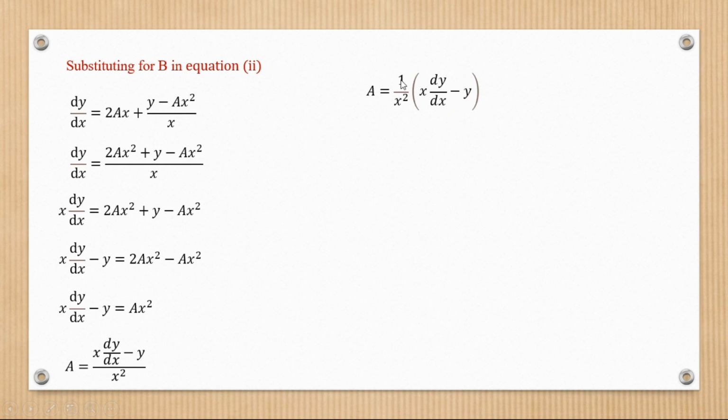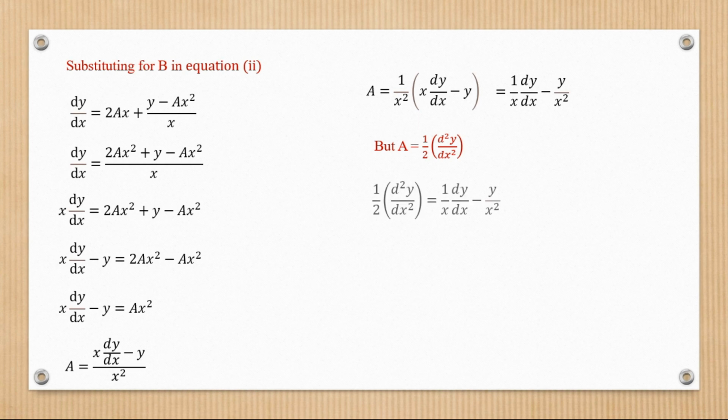Then I can multiply this inside and I'll have 1 over x, because 1 over x squared times x, a value cancels and I'll have 1 over x remaining right here. Then this times y will be y over x squared. But a is a half d squared y over dx squared. So when I plug that in, I'll have it this way. So now I have a half d squared y over dx squared is equal to that.